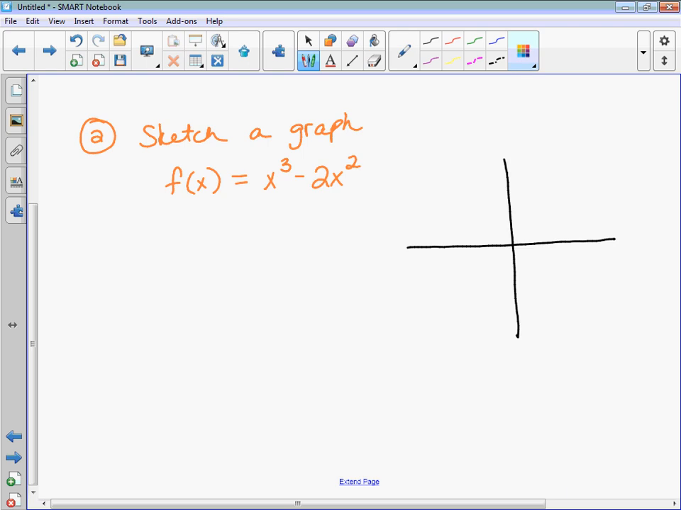Okay, so our function here, f of x equals x cubed minus 2x squared. To graph it, it needs to be in factored form. So, can we factor this? What could I factor out? Okay, so f of x equals x squared, and then what's left in parentheses? X minus 2. We're okay with that step, right? I'm going to do this a step at a time.